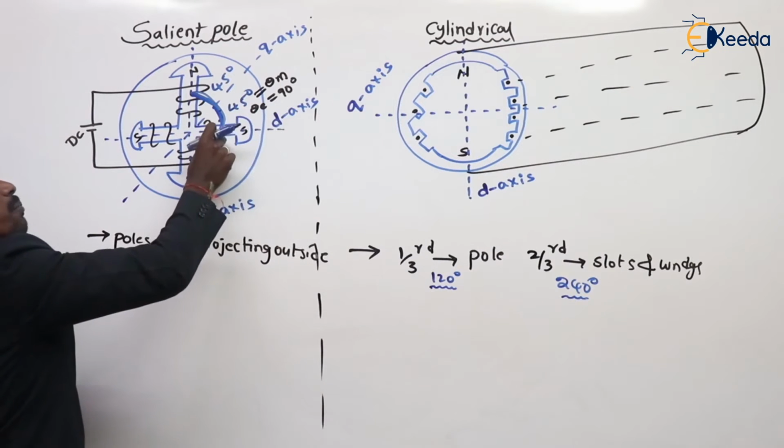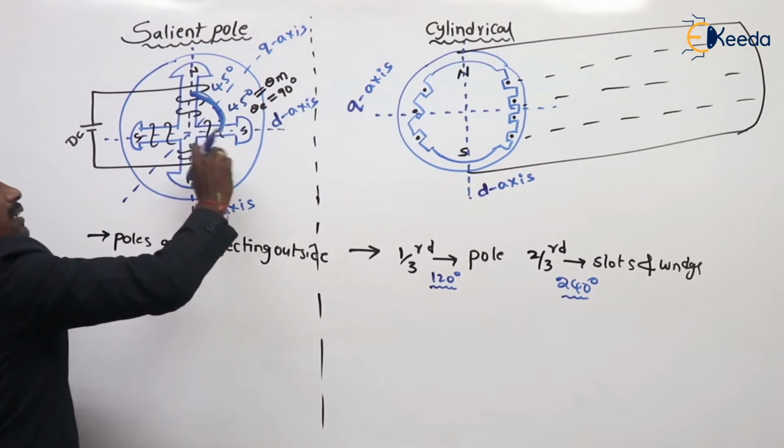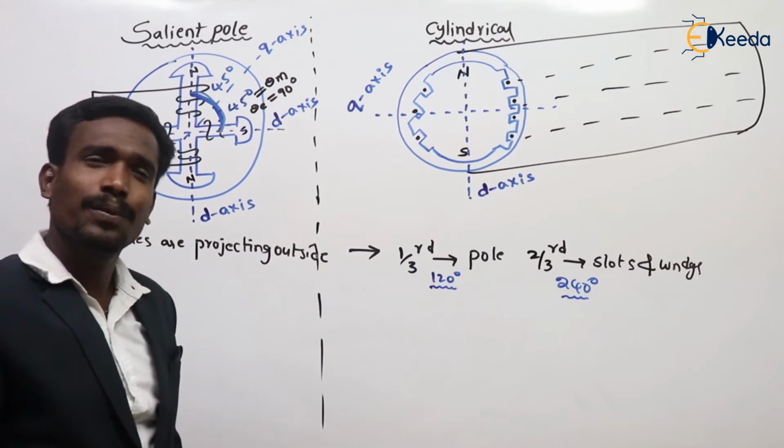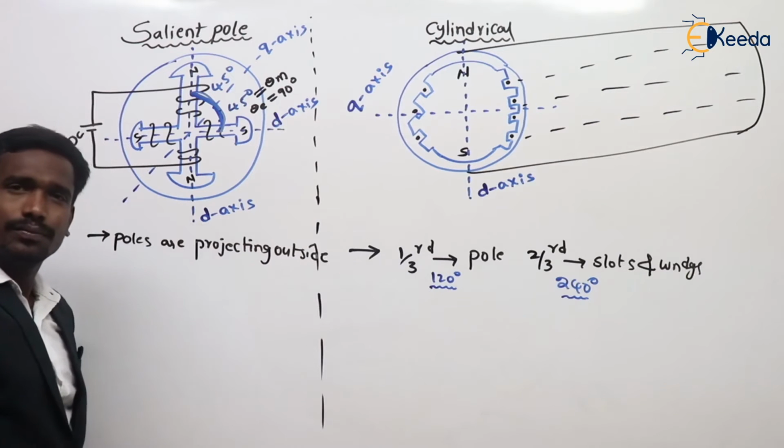But in a salient pole machine, the poles are projecting outside. On that pole periphery, we are placing the field winding. This is the first point.